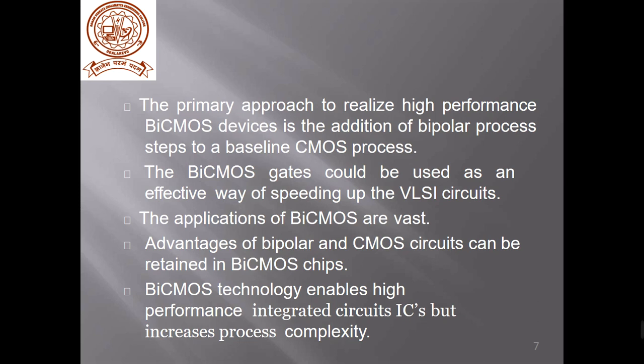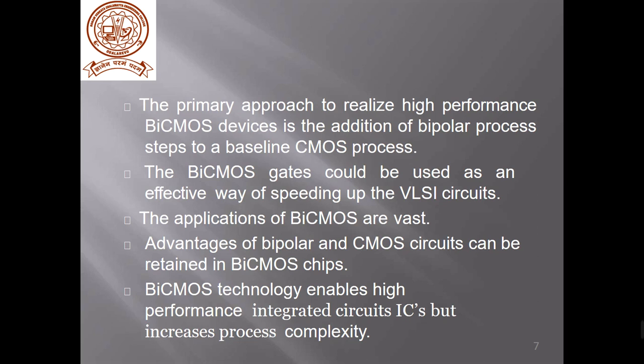Coming to the advantages, the advantages of bipolar and CMOS circuits can be retained in Bi-CMOS chips. That means each bipolar transistor has its own advantages and CMOS transistors also have their own advantages. Now the common advantages as well as the individual advantages of bipolar transistors and CMOS transistors have to be combined into the Bi-CMOS transistors. Finally, Bi-CMOS technology enables high performance integrated circuits, that is ICs, but increases the process complexity. By using Bi-CMOS technology we are improving the speed, but the complexity of design is also much higher.